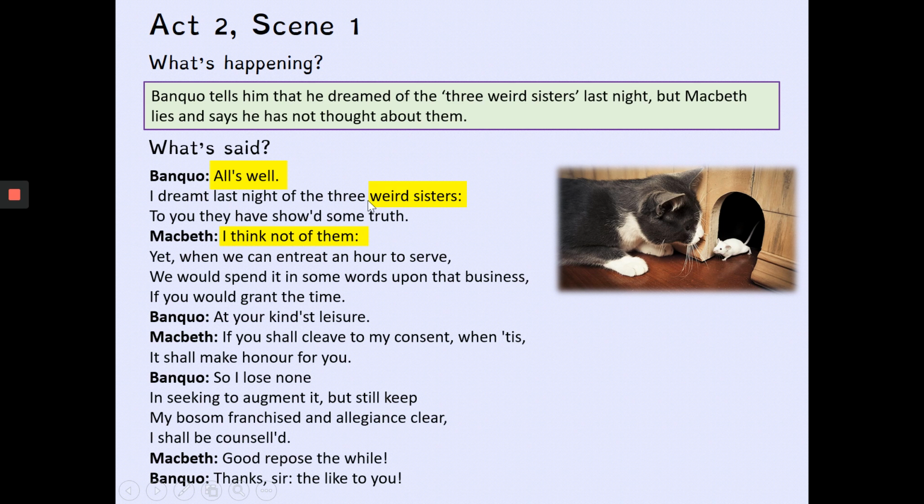So Banquo says, "All is well. I dreamt last night of the three weird sisters. To you, they have showed some truth." And Macbeth totally lies: "I think not of them." Well, the opposite is true. He thinks about them all the time. He's obsessed with these promises that they've made him.